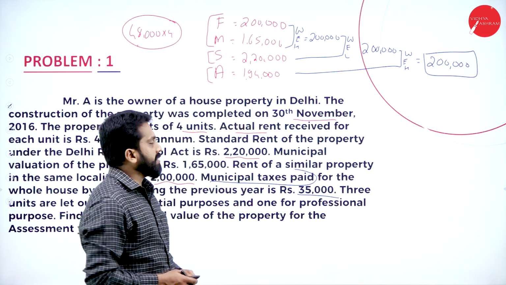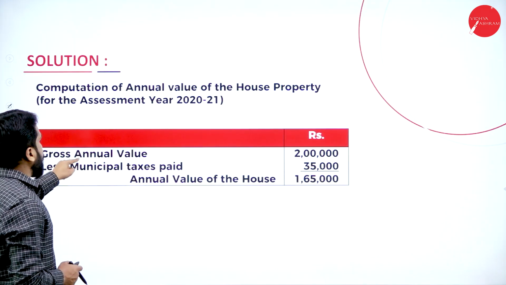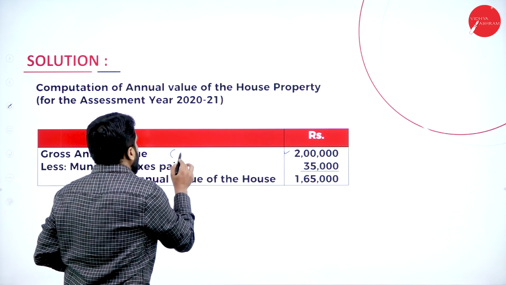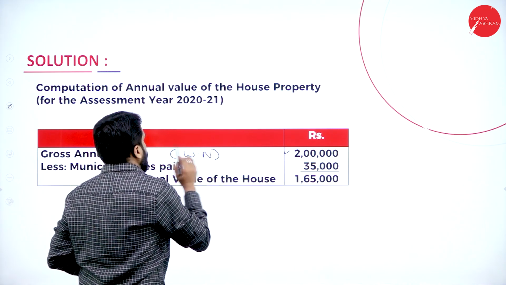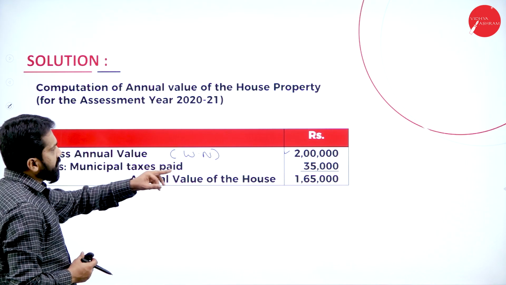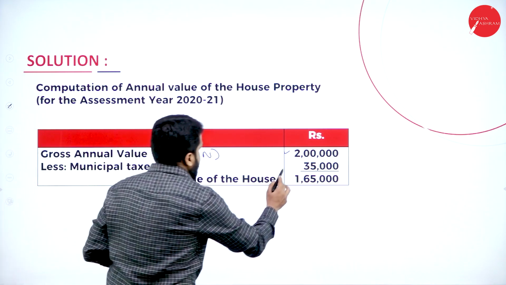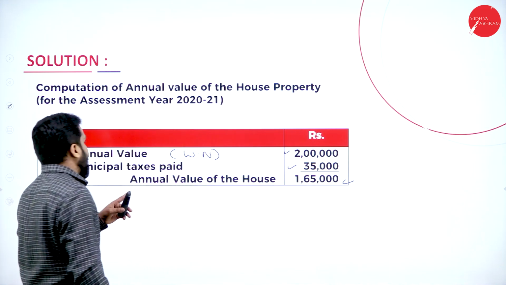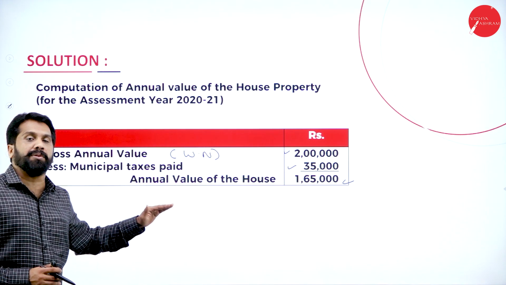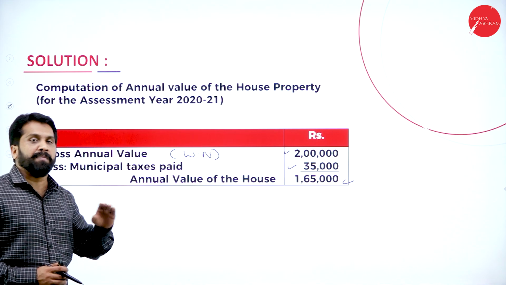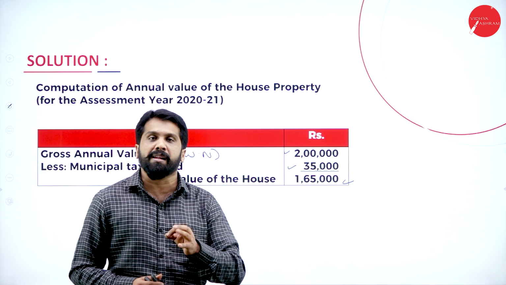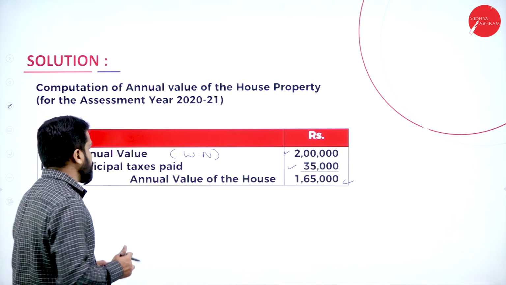Clear? See, gross annual value they have taken 2 lakh. Remember, working note. Clear? Now, your municipal tax paid is how much? 35. 2 lakh minus 35, your annual value of the house is 1 lakh 60. So, they have asked you only to calculate annual value. They have not asked you to prepare income from house property. If it is asked, then it is very simple.